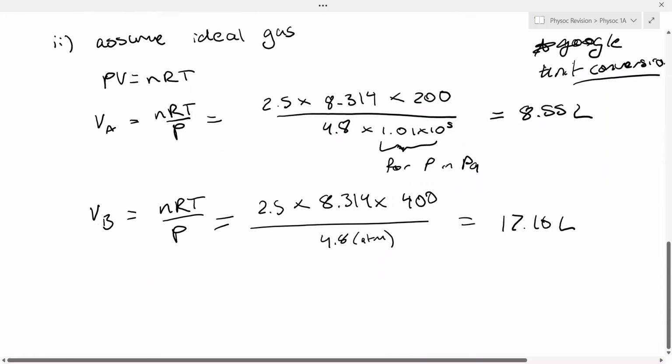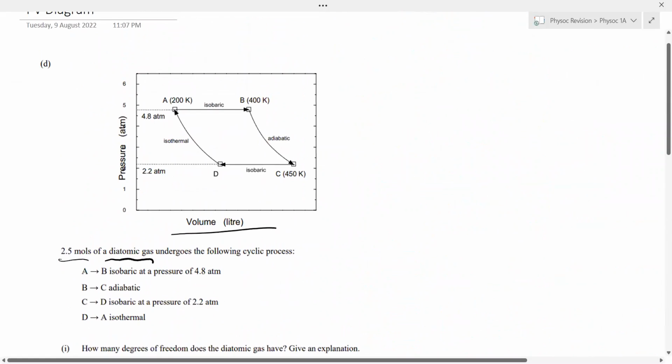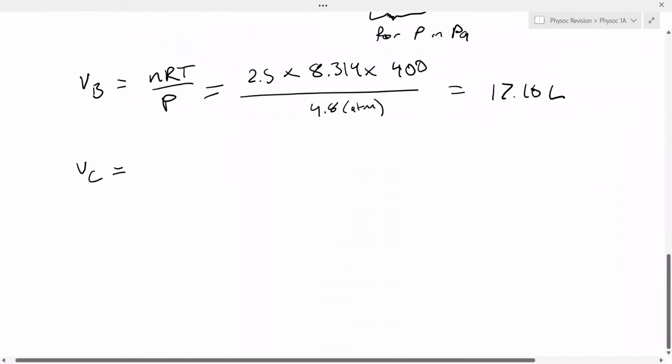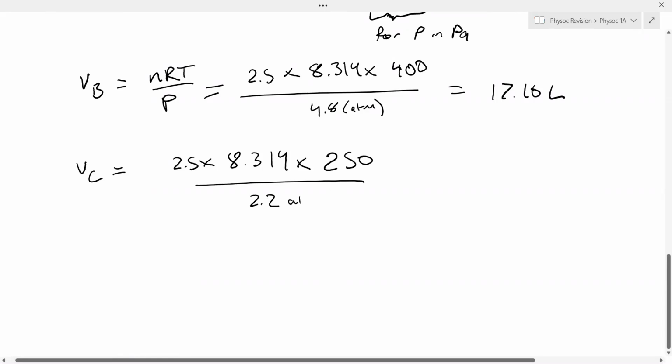And then volume at C. This time we're at 2.2 atmospheres and 450 Kelvin. So we have 2.5 moles times 8.314 times 250 Kelvin over 2.2 atmospheres, and this should be 41.97 liters. And then finally, D.